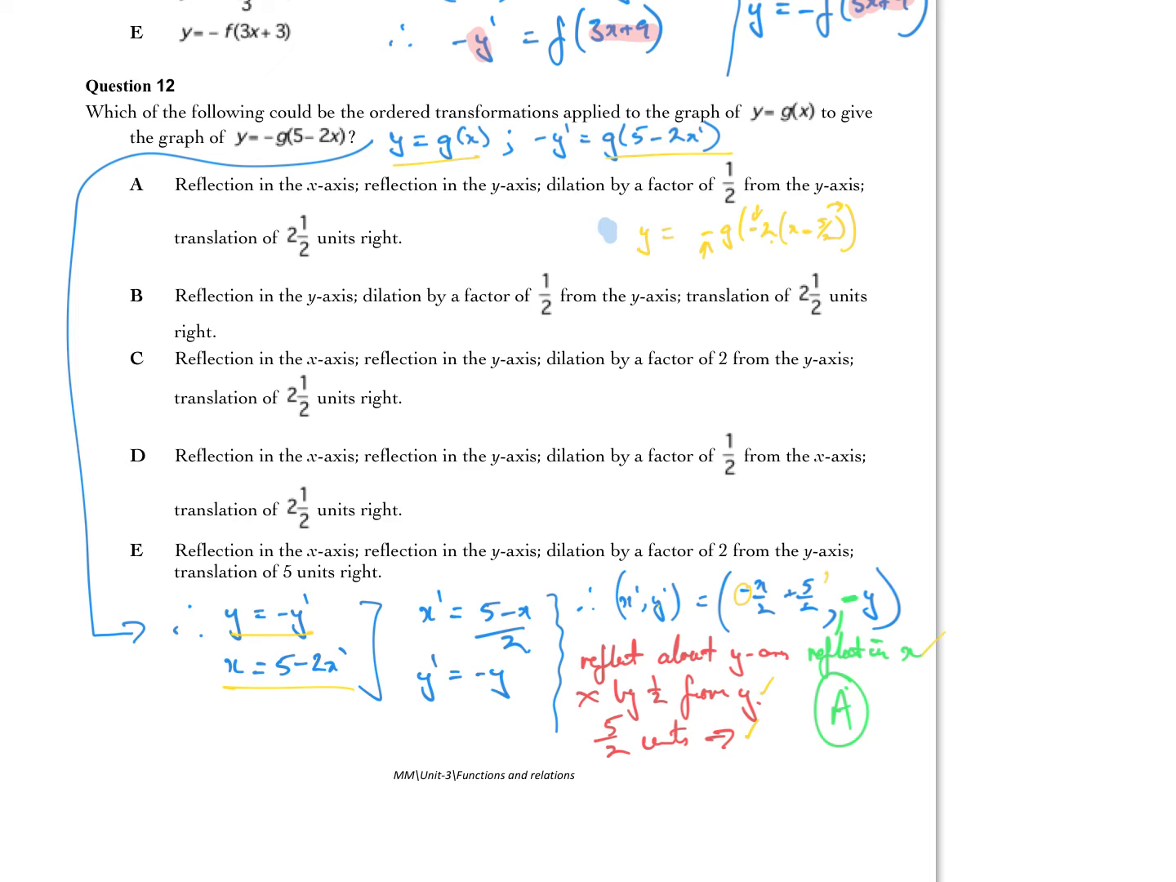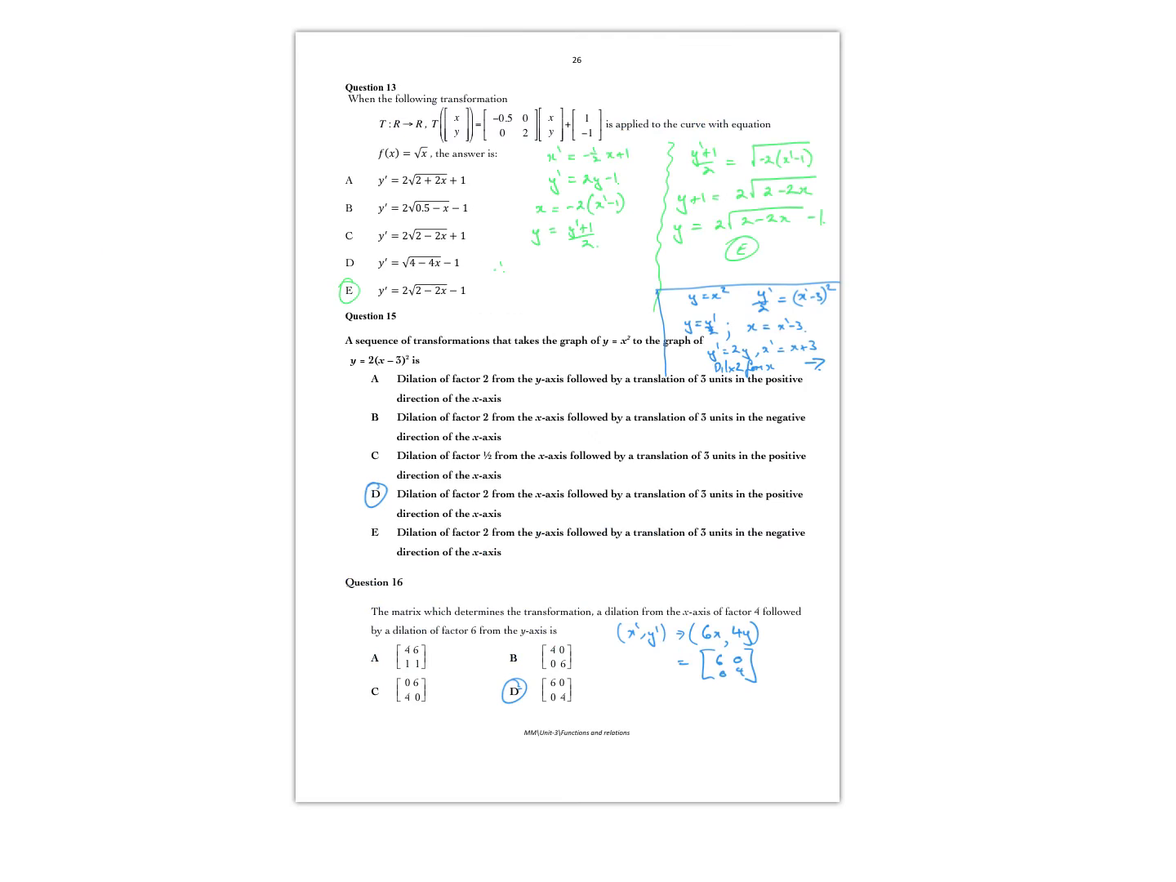So I've got reflections about both axes, and then a dilation by a half from the y-axis and 5 on 2 to the right, which turns out to be A, I believe. Reflection in the x, reflection in the y, dilate by a factor of half from the y, and 2.5 units to the right. All right, so there are a couple of ways you can approach those, just depending upon your preference.